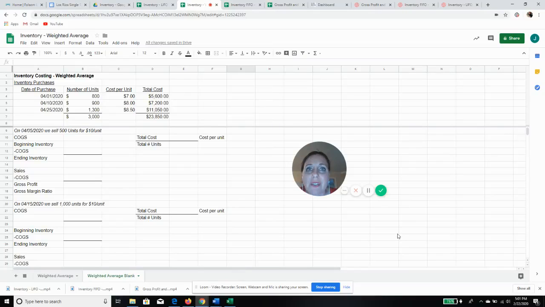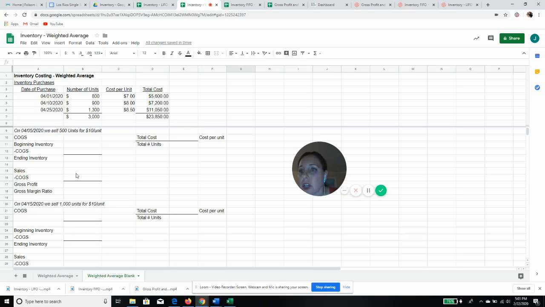This time we're going to talk about the weighted average method of costing our inventory. The weighted average method says we take the total cost, divide it by the total number of units to calculate our weighted average cost per unit, and then that's what we use. We multiply that by however many units we've sold, and that gives us our cost of goods sold. So let's give it a try.